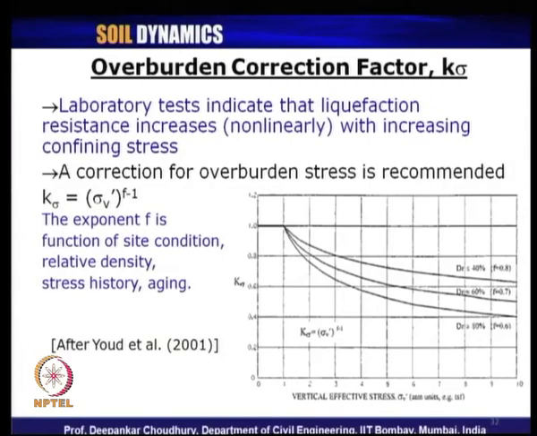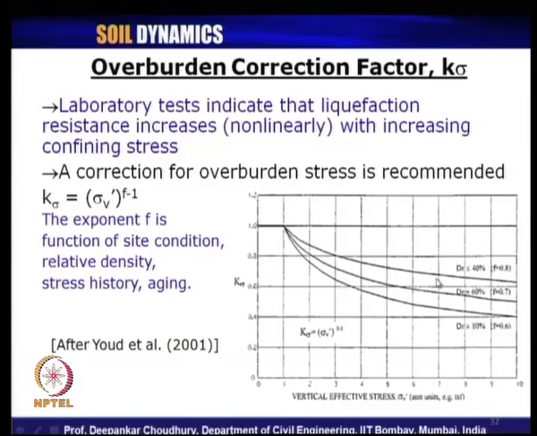So, when you are doing the calculation for factor of safety against liquefaction at a particular depth, at that depth you calculate the effective vertical stress. If it is less than or equal to 100 kPa, what does it mean? No correction for overburden is required. So, K sigma is 1 in that case. However, if the effective vertical stress is increasing beyond 100 kPa or 1 atmospheric, then K sigma needs to be applied, which is less than 1.